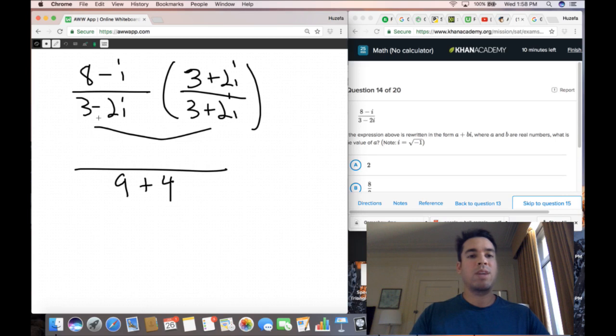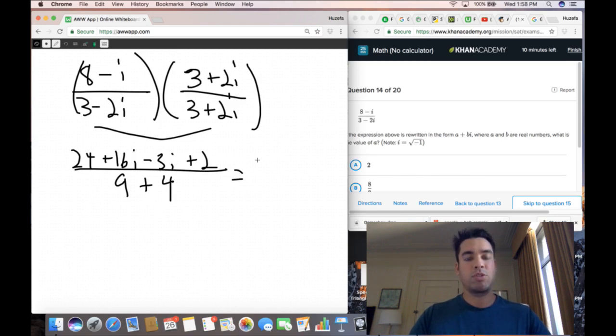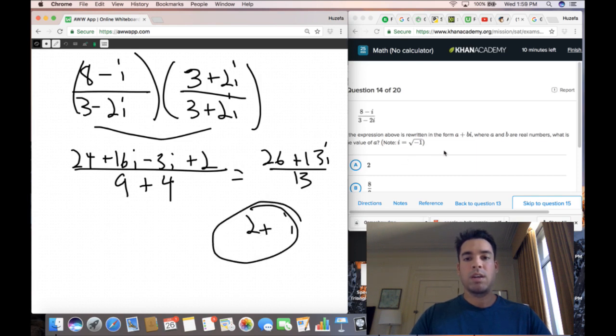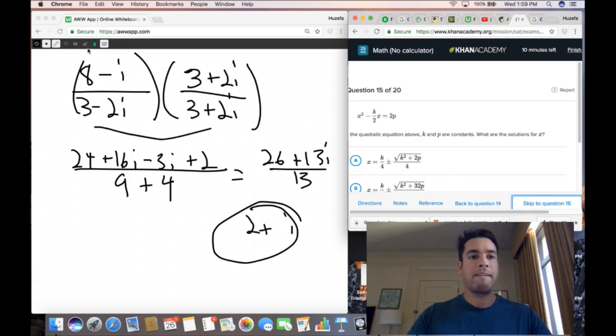And then on top, we've got to FOIL these. So it's 24, 8 times 2i is plus 16i, negative i times negative 3i, negative i times negative 2i squared, which is plus 2. Same trick as down there. And this becomes 13. So now let's add up everything. 24 plus 2 is 26. 16i minus 3i is plus 13i over 9 plus 4 is 13. Look how nice that is. This becomes 2 plus i. And the a is 2, right? That first term.